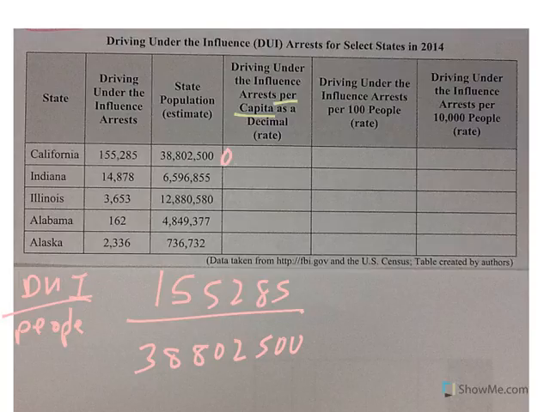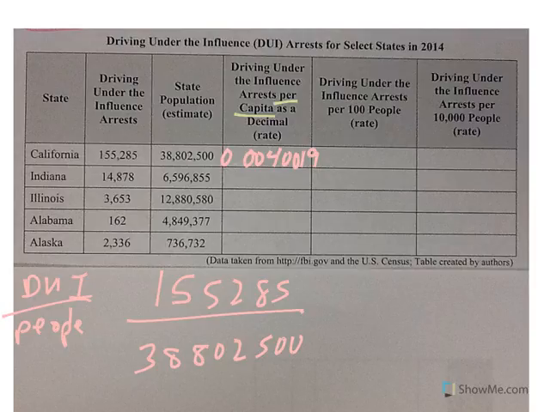So I have 0.004, and I brought it out quite a few places. You can round as much or as little as you want. It doesn't matter. I just took it out quite a few places, and that's our decimal rate. That means there are 0.004 DUIs per person. You might say, well, that doesn't mean anything. And you're right, it doesn't. It's very hard to figure out what that kind of an answer means.